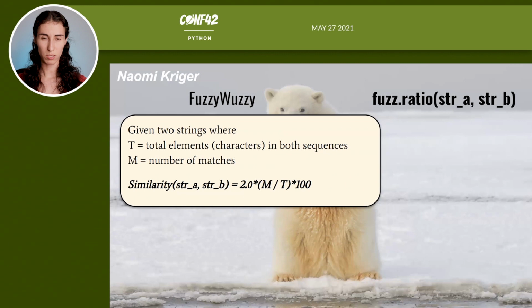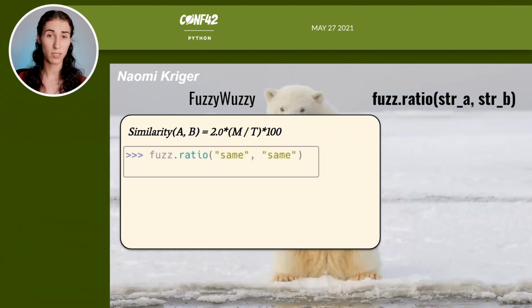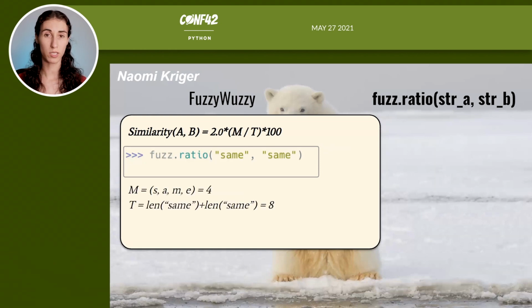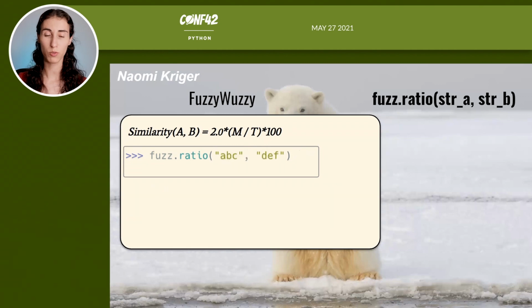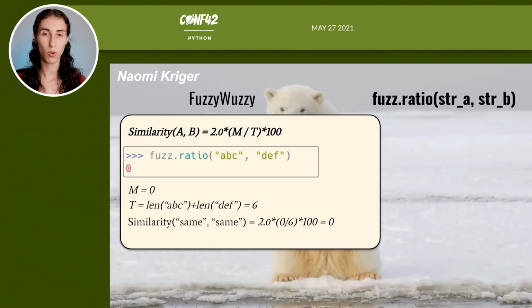Now, to give you a bit more intuition about this equation, I want to show you what happens when we are comparing 2 identical strings. Here, when we are comparing same and same, we can see that m, number of matches, is 4, t, total length, is 8, and using our equation, the similarity score is 100. And if we were comparing 2 strings that are completely unrelated from one another, we would see that m, number of matches, is 0, which is also our numerator. So in this case, the similarity score would also be 0.